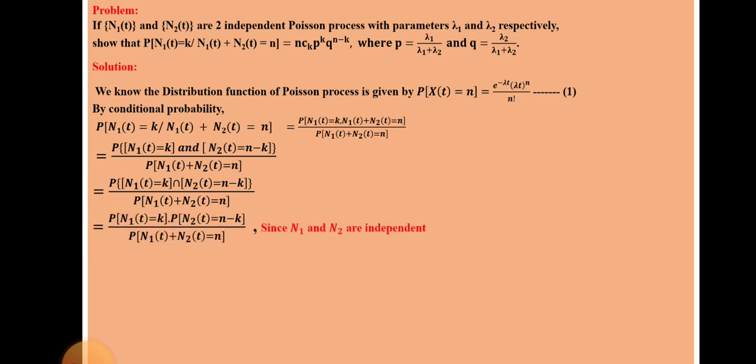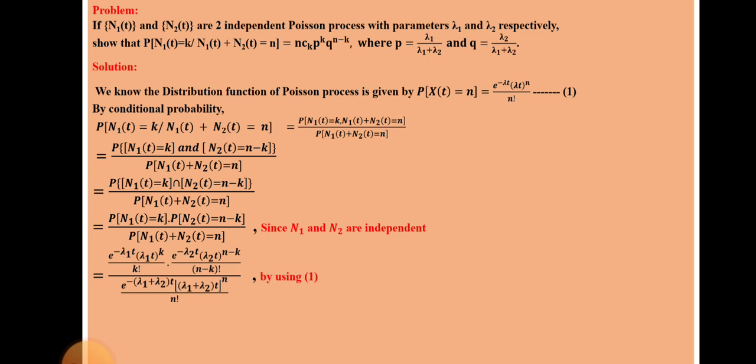N1 and N2 are independent, that is given. So the probability of N1 equal to k into the probability of N2 equal to n minus k, divided by the probability of N1 plus N2 equal to n. So we are using the distribution function from equation 1. Substituting the values: for N1 the parameter is lambda 1, and for N2 the parameter is lambda 2.